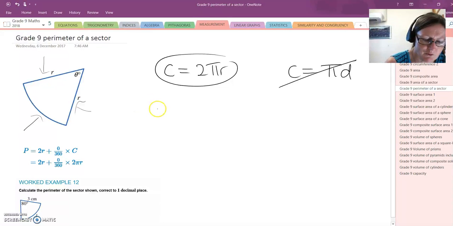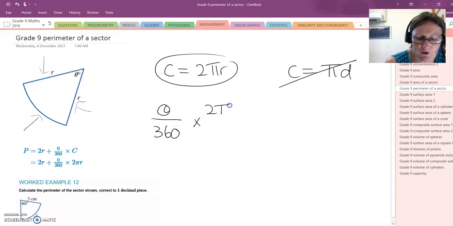So for the curvy bit, if I do how much of the circle over 360 of a full circle and times that by 2 pi r, that will give me the distance of this curved section here. To that, I would add on one radius and then the second radius to get the distance around the outside.